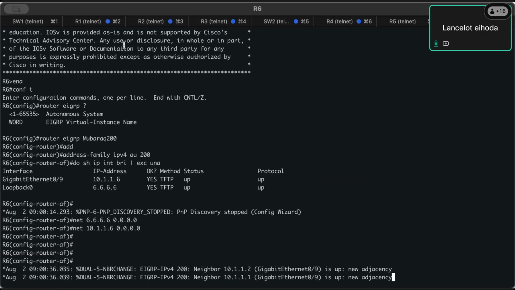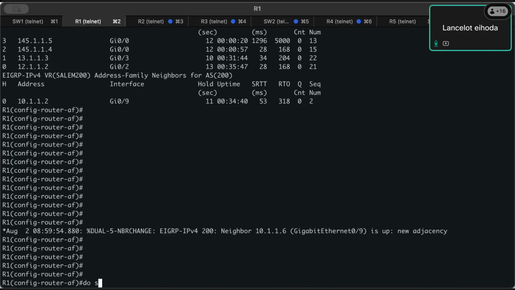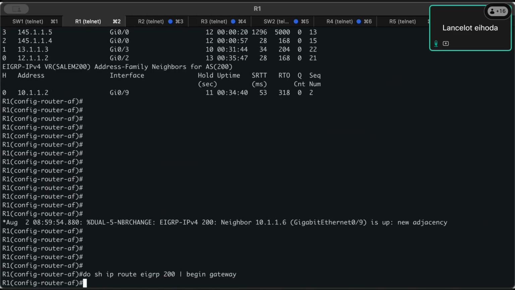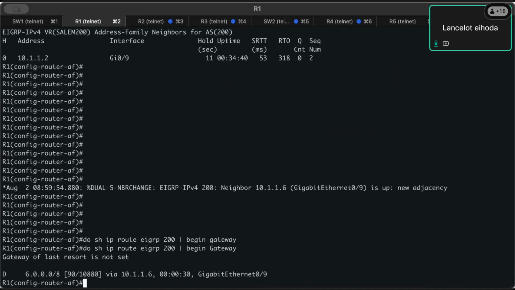So let's go to router 1 and config. Oh, it has seen it. So do show IP route EIGRP 200, begin with the gateway. I just realized that this thing is crazy sometimes if I use a capital G. So you can see that the gateway for EIGRP 200 has that route there. So I think we are done with our tasks 1, 2, 4.